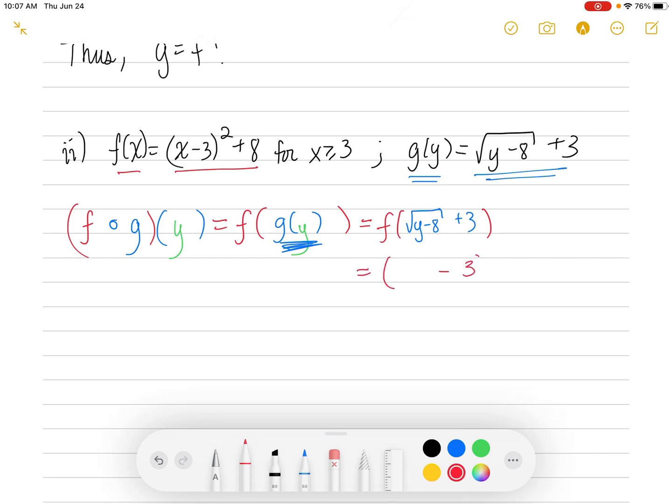Okay, so now I'm going to take this blue stuff and plug it into my red function. So I have a blank minus 3 close parentheses squared plus 8. And in place of this blank right here, I'm going to put my blue stuff, if I can squeeze that in. Can we squeeze in the blue stuff? Yeah. Square root of y minus 8 plus 3. So how does this simplification process work?